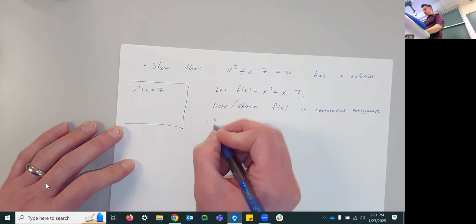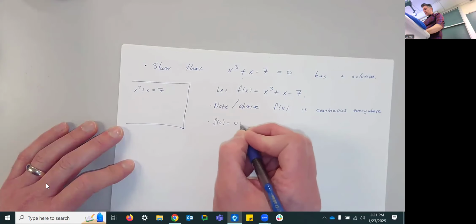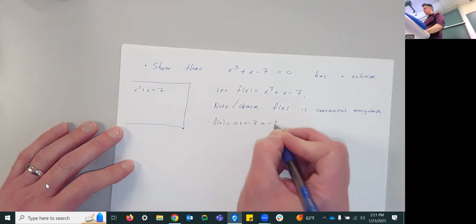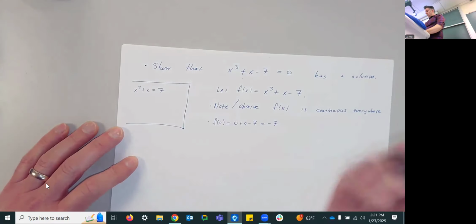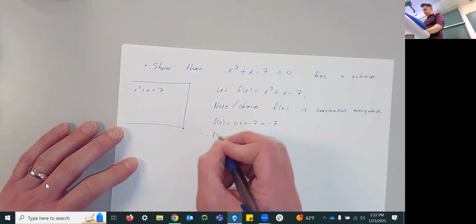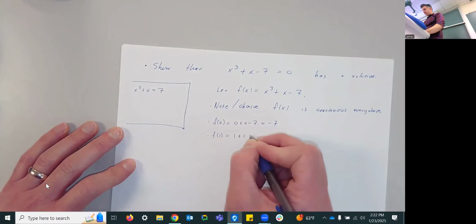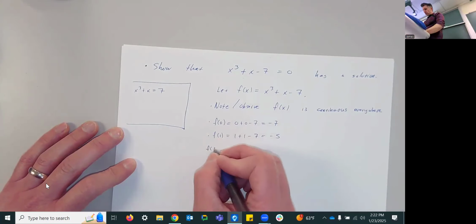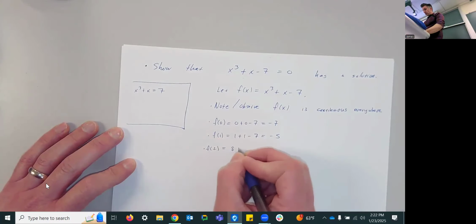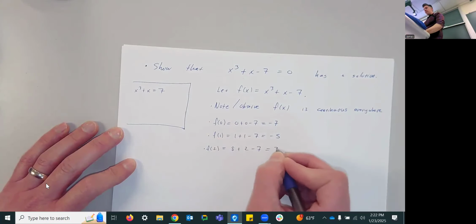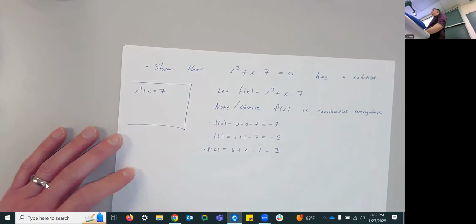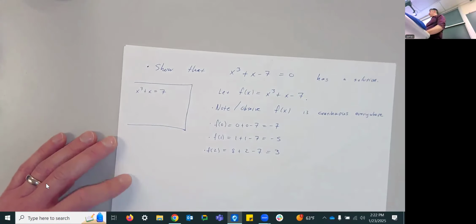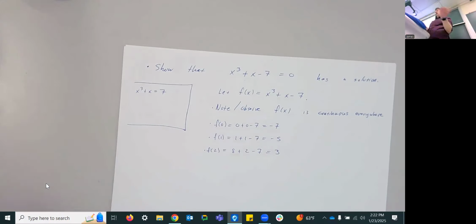So I'm gonna say f of 0 is 0 plus 0 minus 7, which is -7. And then let's try 1. F of 1 is 1 plus 1 minus 7, still negative. Let's try 2. F of 2 is 8 plus 2 minus 7, which is 3. Cool. It doesn't really matter how small your interval is, but if you're trying to actually narrow down where the solution is, it's nice to pick the numbers that are closest to each other that gave you a positive and a negative.